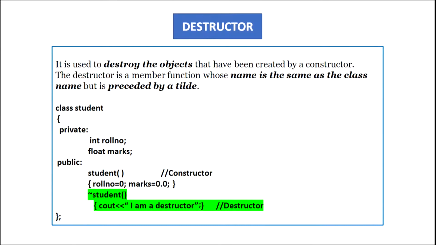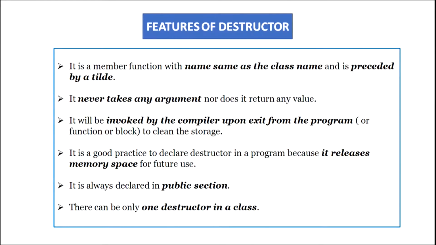And in the body of the destructor we are simply displaying "I am a destructor". So, this is how you can define a destructor in a class. Again, destructor should be in the public section because they are also invoked by the object. Let us see some important features of destructor.